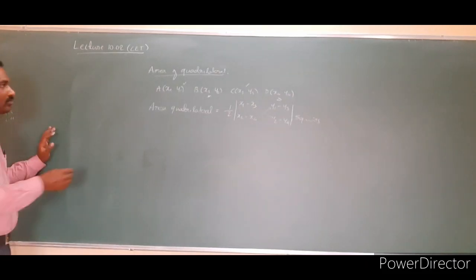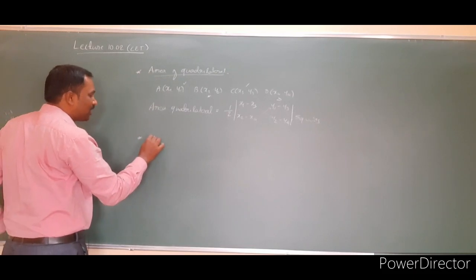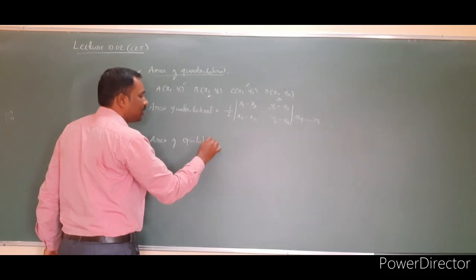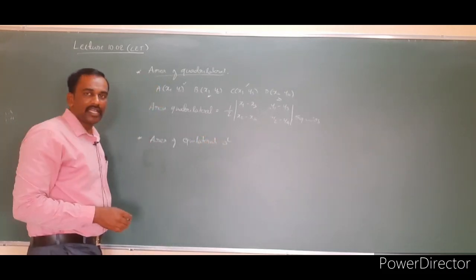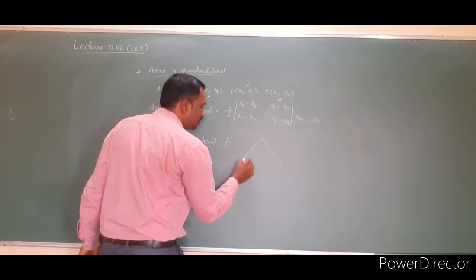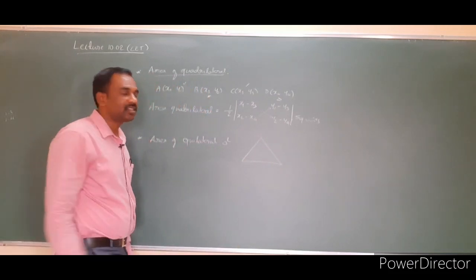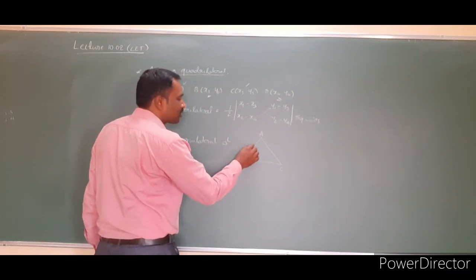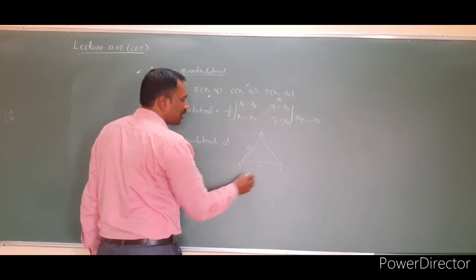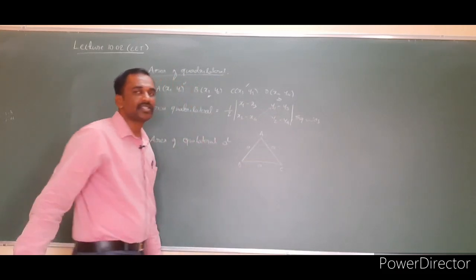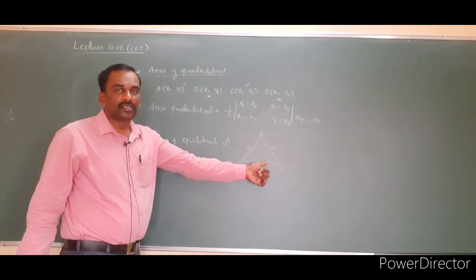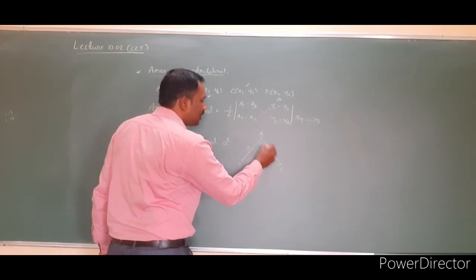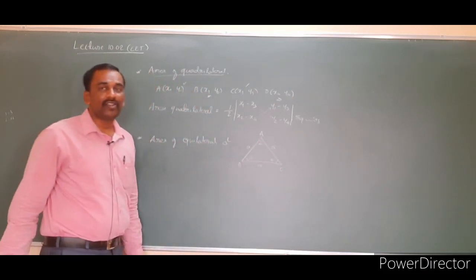Now, the area of the equilateral triangle. What is an equilateral triangle? All three sides are equal in length. So ABC is the given triangle. The side length of AB is a unit, the side length of BC is also a unit, and the side length of AC is also a unit. Then the three interior angles are all equal to 60 degrees. This type of triangle is called an equilateral triangle.